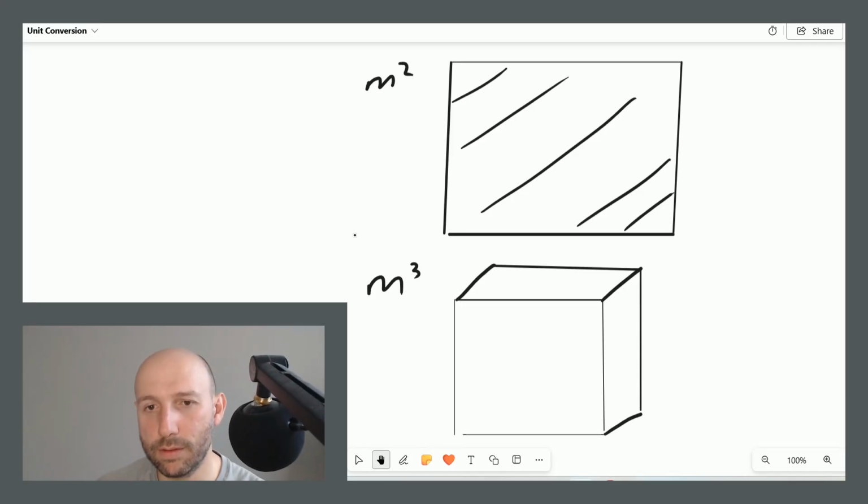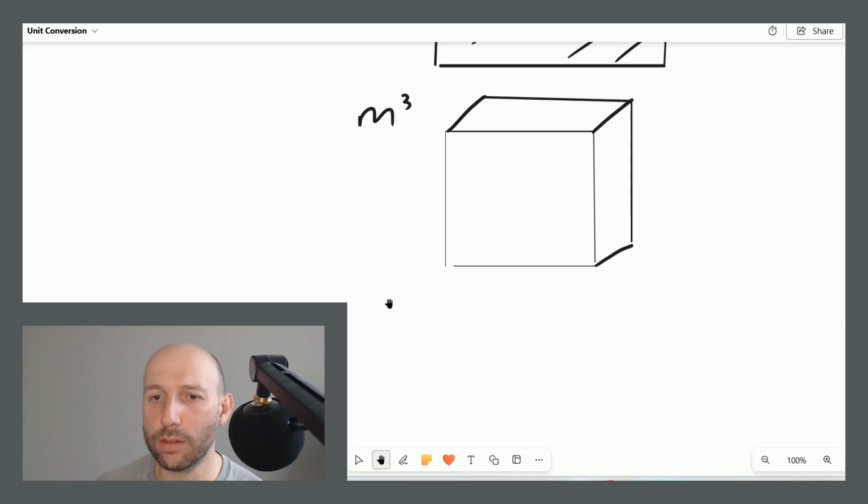Now, the problem with meters cubed as a standard unit of volume is that it is just way too big. To those not used to the metric system, a meter is just a little bit larger than a yard. And you can imagine a cubic yard, a cube where each side length is 1 yard, is a huge unit of volume. It's not very convenient.